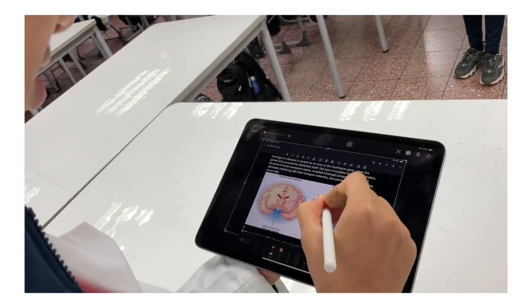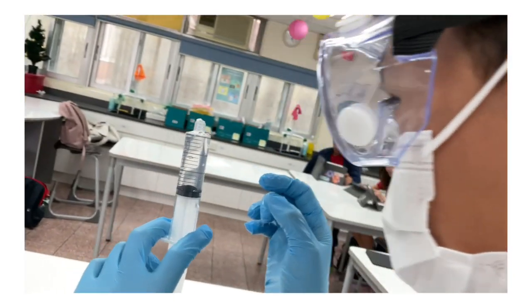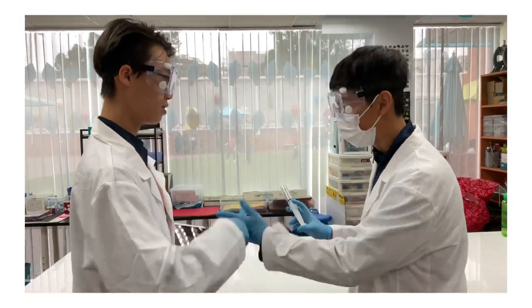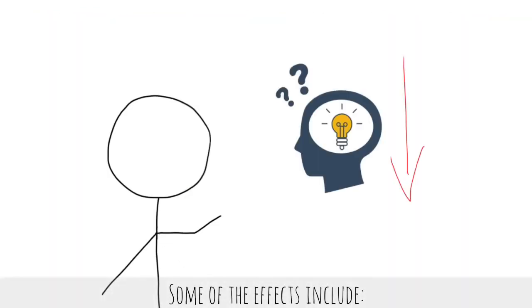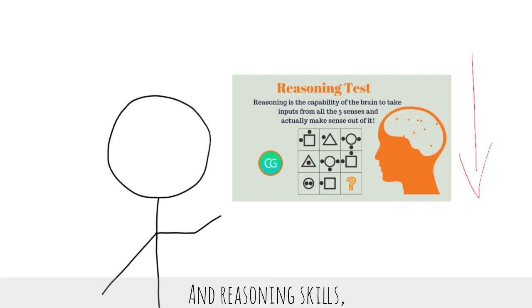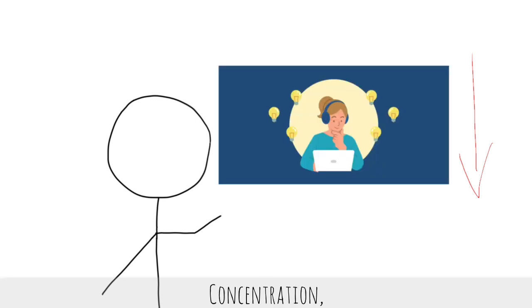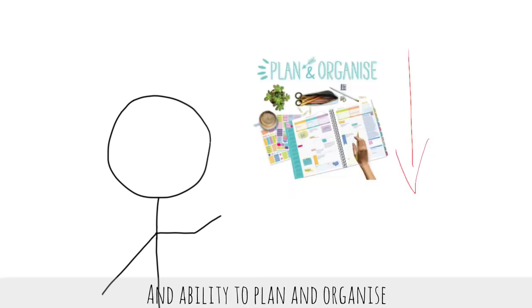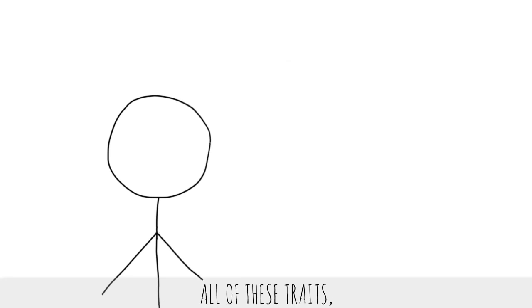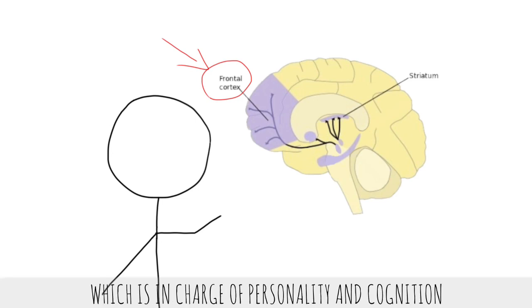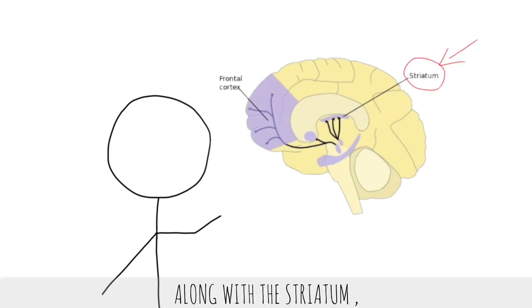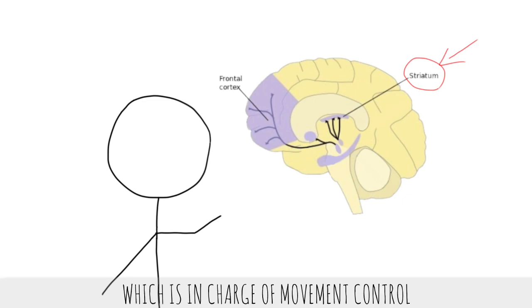Scientists have found that Huntington's disease is a genetic, neurodegenerative, and ultimately fatal disease with devastating impacts to the brain. Some of the effects include decline in thinking and reasoning skills, including memory, concentration, judgment, and ability to plan and organize. All of these traits are caused by the decay of the cortex, which is in charge of personality and cognition, along with the striatum, which is in charge of movement control.